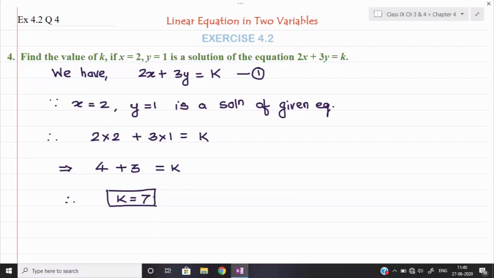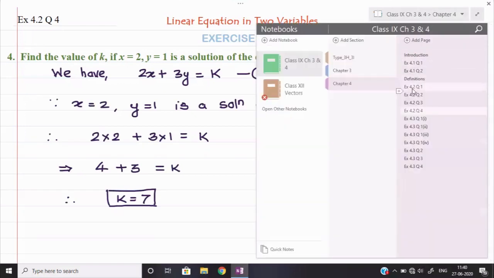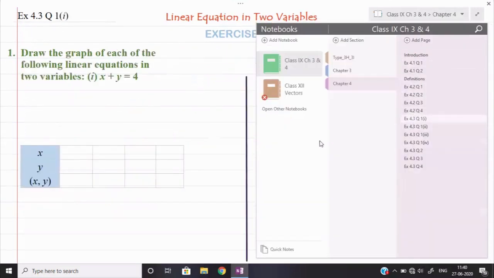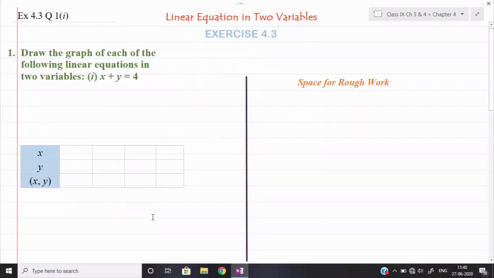Now we are starting the next exercise, 4.3. In this exercise, as I told you earlier, we require graph paper. So on the graph paper we shall plot the given equations. Now we shall understand a very important concept, which is useful for you in class 10 as well. First look at the first question of 4.3, question number 1, part number 1. For practice, I will give you some additional questions that you can solve afterwards.